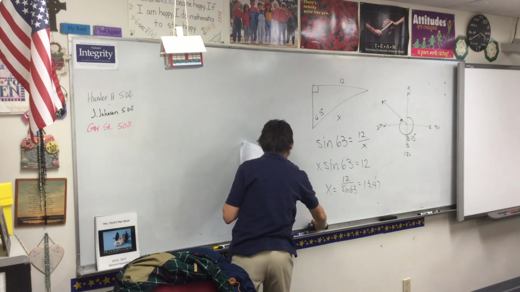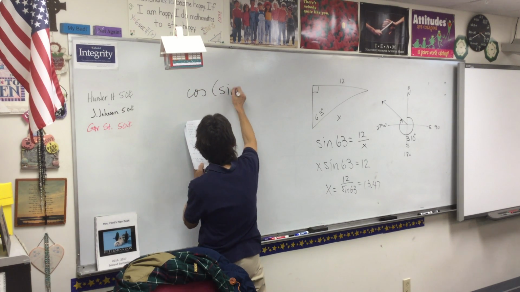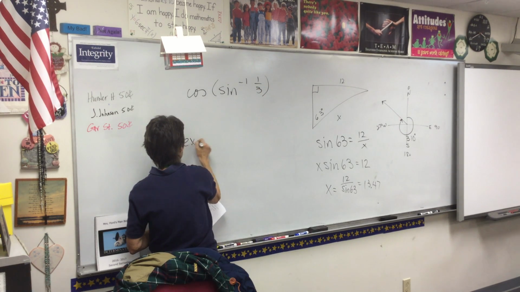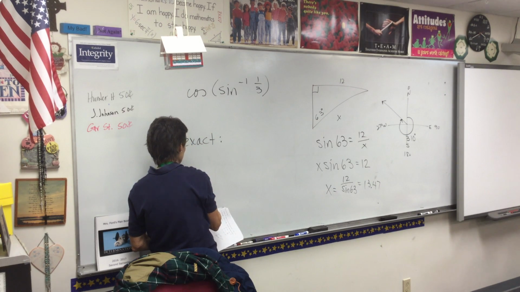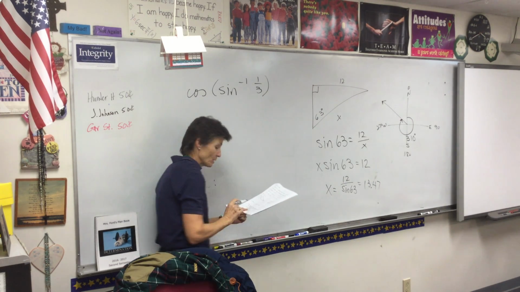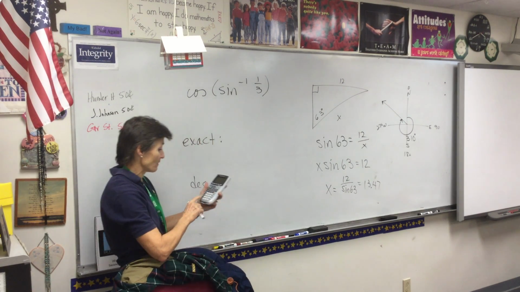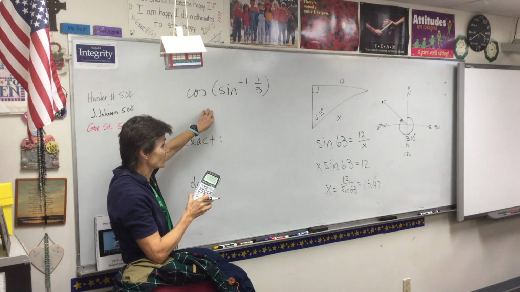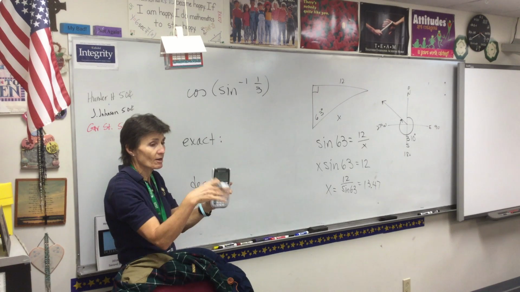Now, next one here, we looked at one of these yesterday. We have to do this both ways. We have to do it exactly, which means we're going to draw a picture and all that. And then we have to do it decimally, which means we're going to do it on our calculator. Now, that part is very easy. You just type that in exactly the way it's written. You don't need any parentheses. The calculator takes care of everything.